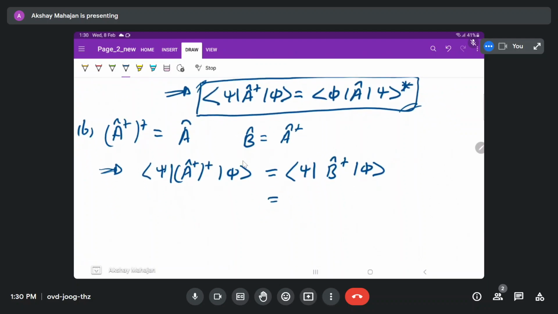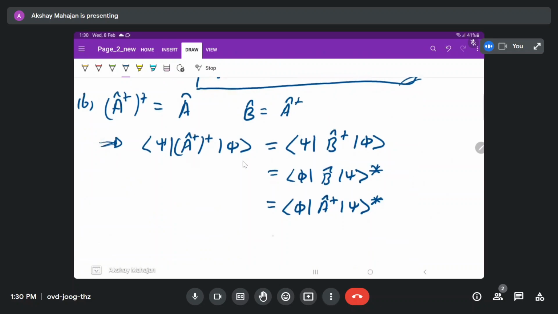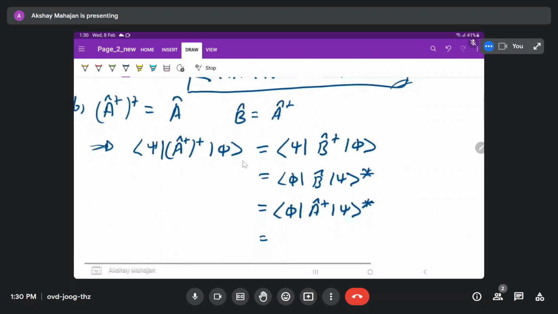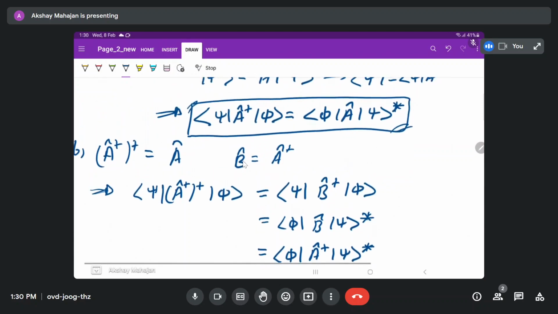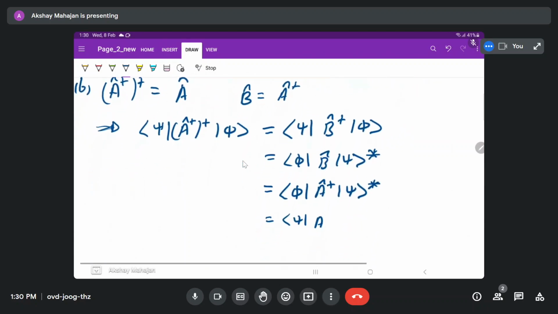Then from the previous identity I can write it as phi B cap psi star, complex conjugate, and then I can replace B by A cap adjoint: phi A cap adjoint psi star. And again, using the same identity, I can write this thing as psi.